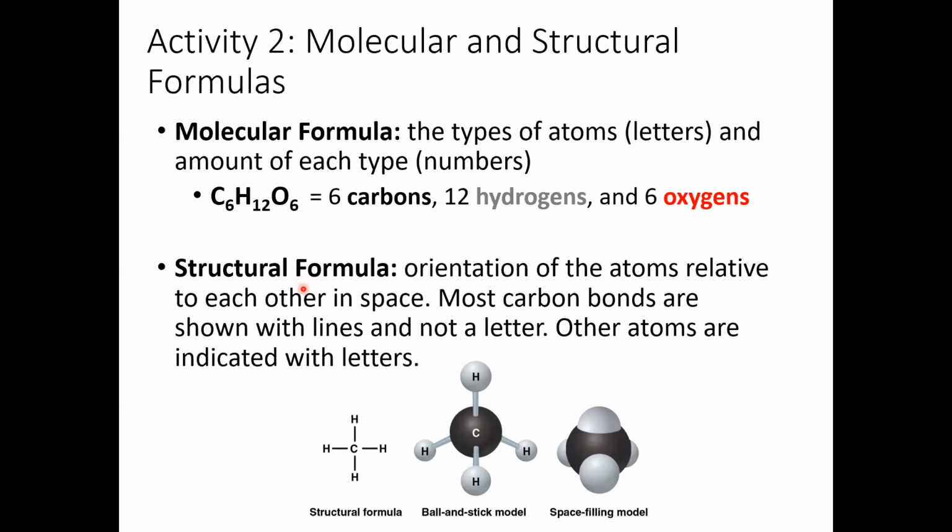And then here you have your structural formula, and that's essentially how this would be orientated relative to one another. Most carbon bonds are shown with lines and not a letter. This is especially true in carbohydrates and starches. Other atoms are indicated with letters. You have your structural formula that can be shown like this when you hand draw it. The problem with this is you don't know how they are shown in three-dimensional space. So the ball and stick method will allow you to do that.